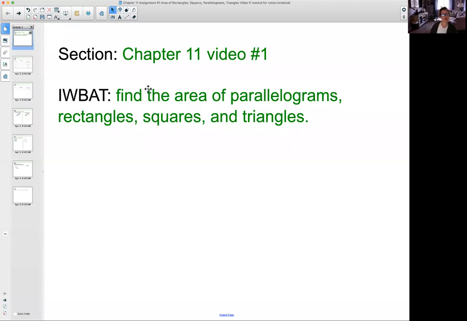In today's video, we are going to get started with chapter 11, which is focusing on area. Specifically, today we're going to be talking about area of parallelograms and triangles, and then two special types of parallelograms, the rectangle and the square.